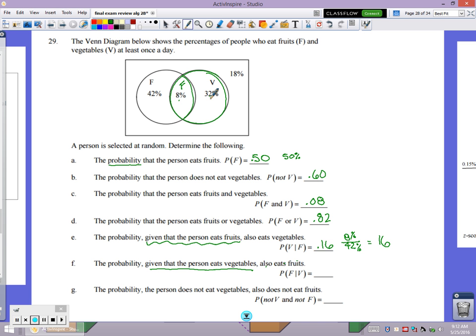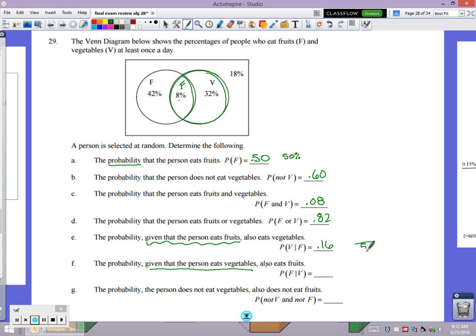Oh, goodness. I just realized I made a mistake here. I'm glad you probably already found it, huh? Okay, so I ended up with the correct answer for the wrong reason. So up here, when we did this, let's do this again. Given that the person eats fruit, the whole total here shouldn't have been 42. It should have been 50. Good job if you found that.